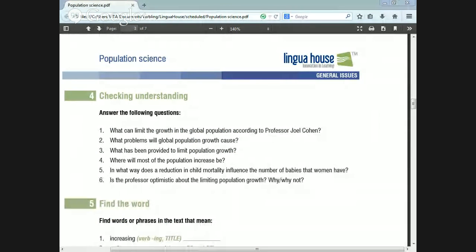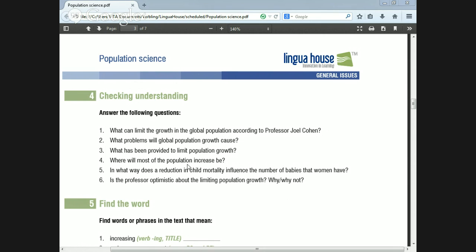Birth control. So, possibly condoms or birth control for women. But it takes 2, so they should have all kinds of birth control for men too. So, where will most of the population increase be? Developing countries. Yeah, developing countries, specifically in Africa and Southeast Asia.